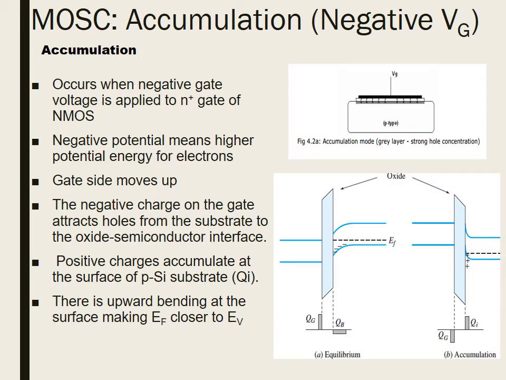We start with accumulation. Accumulation happens when negative gate voltage is applied to N+ gate of MOSFET. Applying negative voltage means higher potential energy for electrons at the gate side. This makes the gate side move up. The negative charge on the gate attracts holes from the substrate to the oxide-semiconductor interface. So positive charges accumulate at the surface of the p-silicon substrate. This results in upward bending at the surface, making EF close to EV.